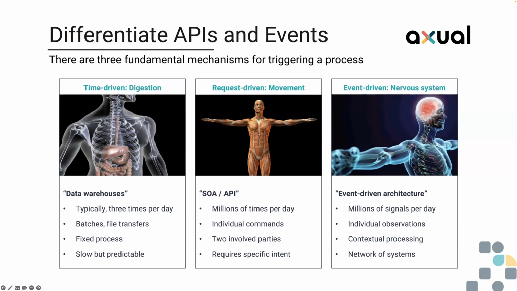So this also concerns millions of signals per day. It's individual observations that are communicated. There's contextual processing taking place because your brain is in a particular context. And although many million signals are delivered every day, most of them are completely ignored.